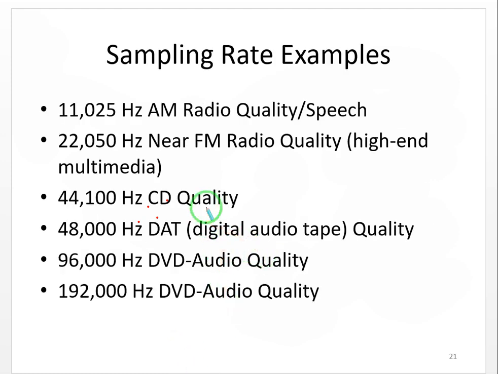Some examples of sampling rates: 11,025 hertz is AM radio quality, 22,050 hertz is near FM radio quality, 44,100 hertz is CD quality, and so on. These are the sampling rates for different qualities, which are fixed, so you can compare all these qualities when you are looking at the quality of sound in these different technologies.